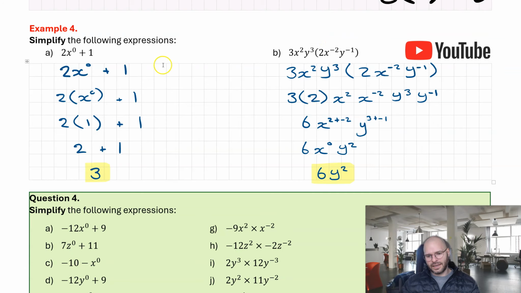So the takeaway here is that when we have negative exponents, we just count backwards or we take away from what we originally have.